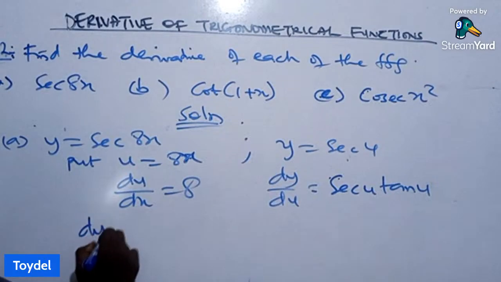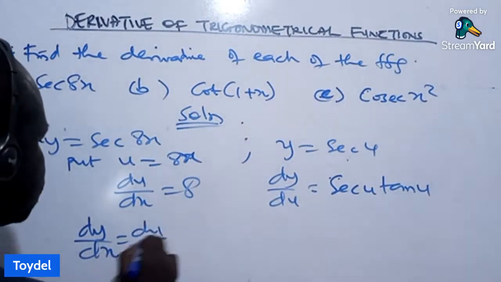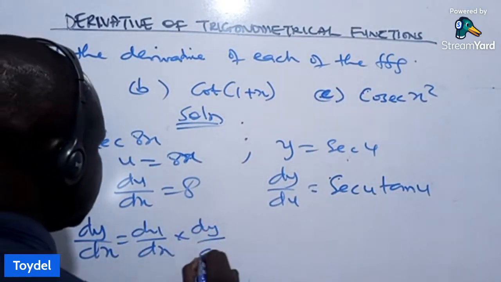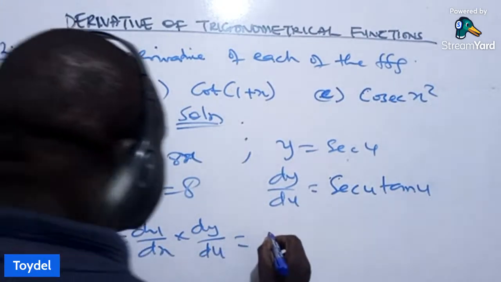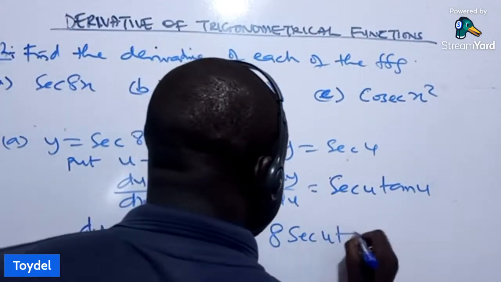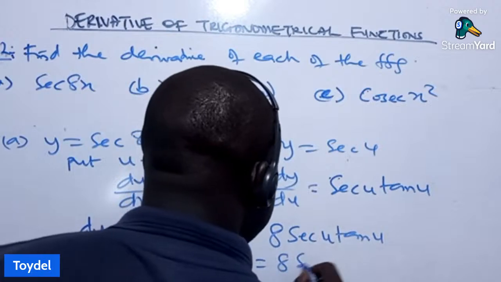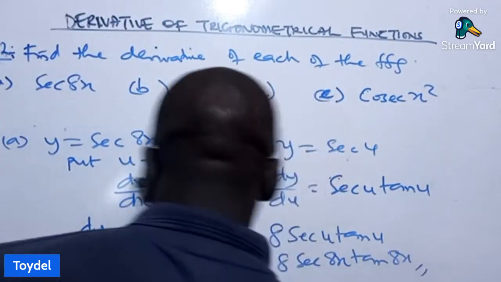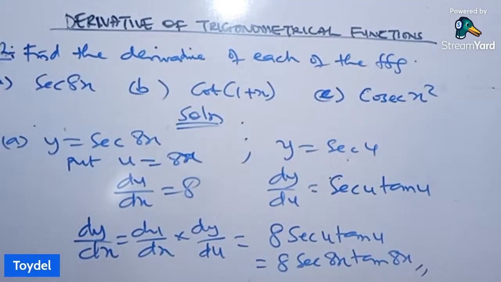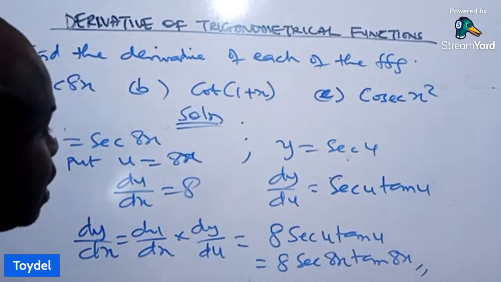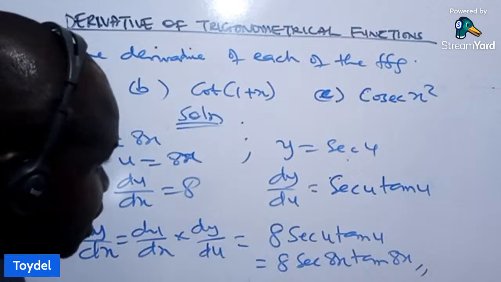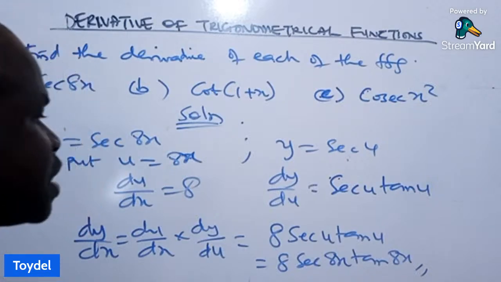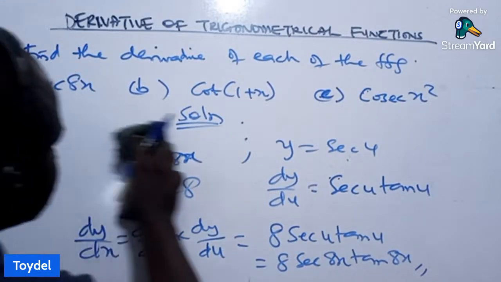So finally dy dx will now be du dx multiplied by dy du, and du dx is 8. That will be 8 sec u tan u, and that's going to be 8 sec 8x tan 8x, and that's what we are going to get. So you can actually get this straight away without going through this process. Once you know that if y is sec x or sec whatever, dy du or dy dx, depending on the function that you are given, will be sec u tan u, then you won't have any problem.